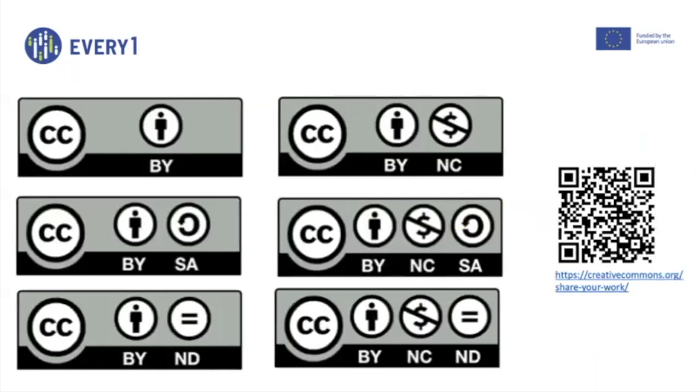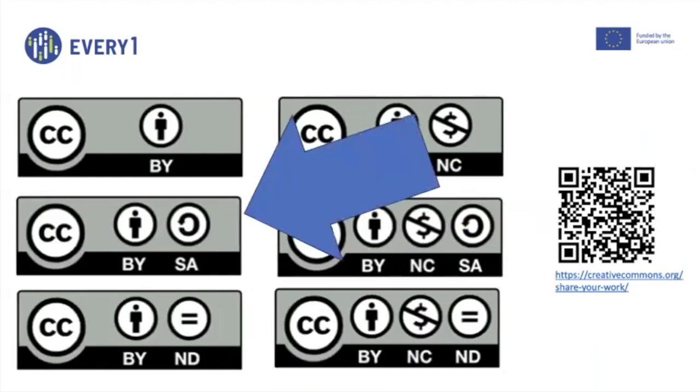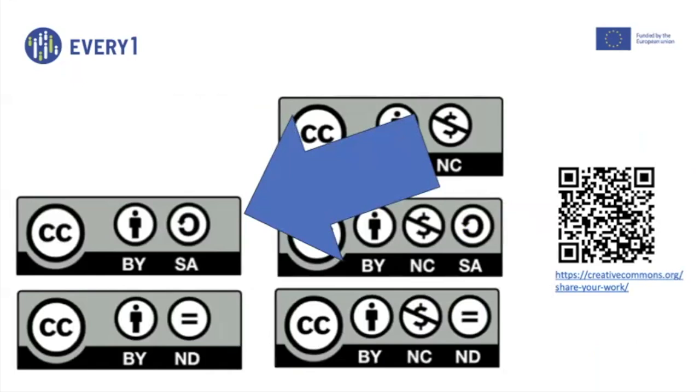So here we have our 6 Creative Commons licenses. You can find out more about these on the QR code to the right here. And you may remember from the first video that Every1 Learning Materials are licensed CC BY Share Alike 4.0. So we're going to talk a little bit more about what that means now.